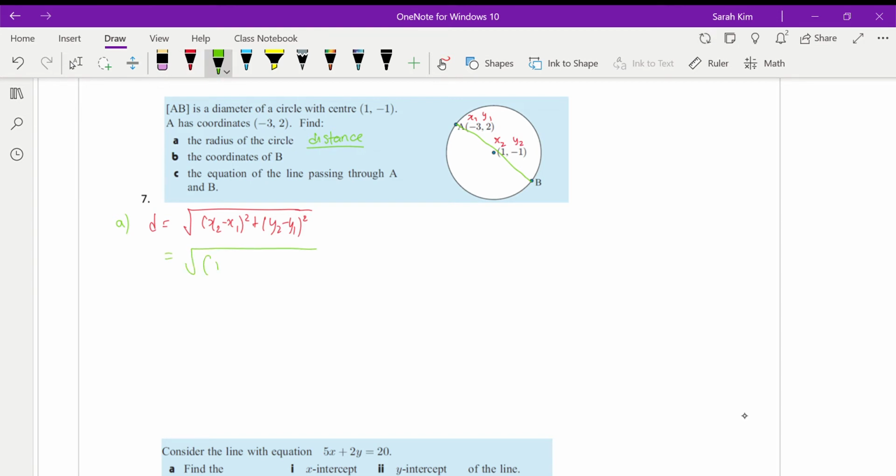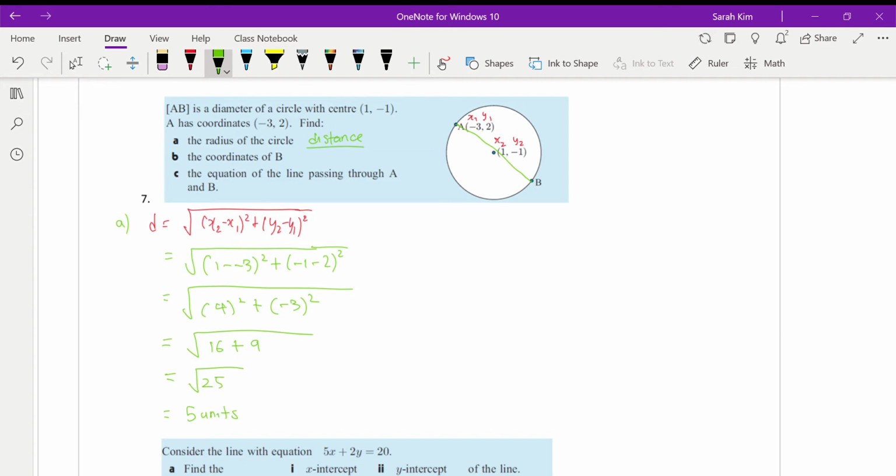x2 is 1, x1 is -3, y2 is -1, y1 is 2. Alright, so I just got to solve this. So 1 plus 3 is 4, minus 3, so I get 16 plus 9, square root of 25, which is 5 units. So the radius of the circle is 5 units.